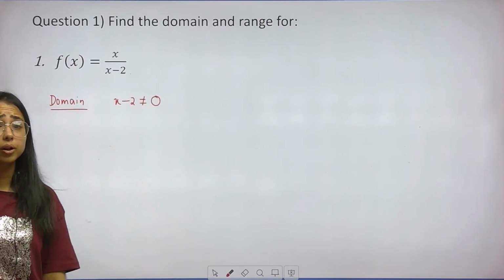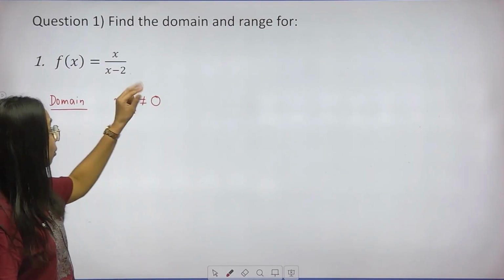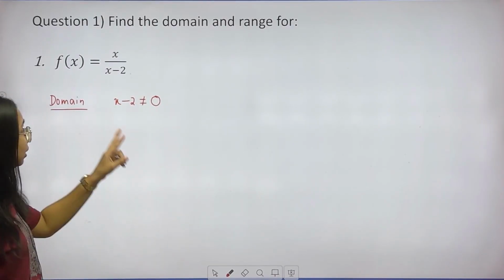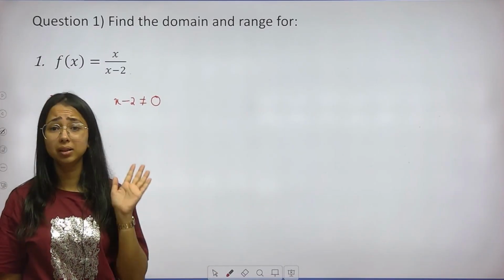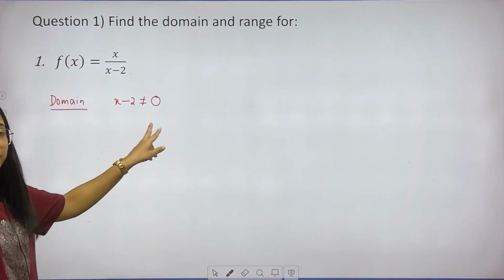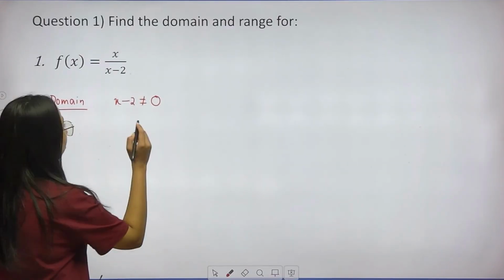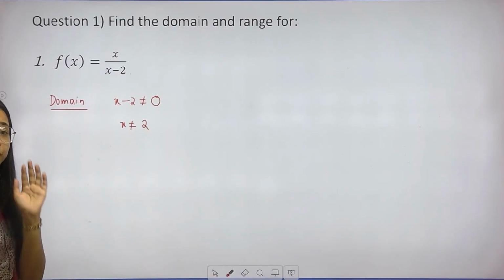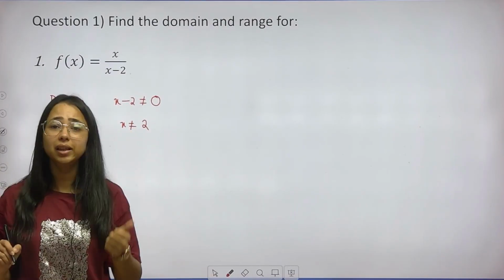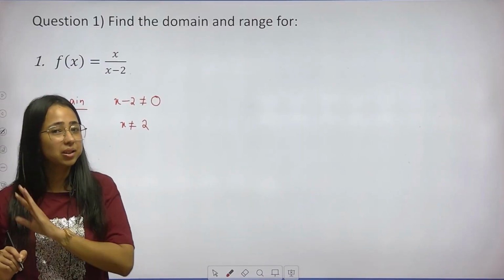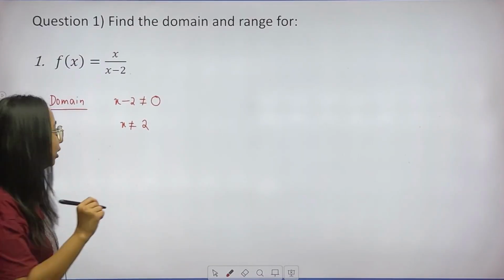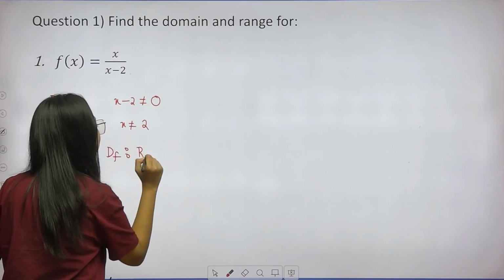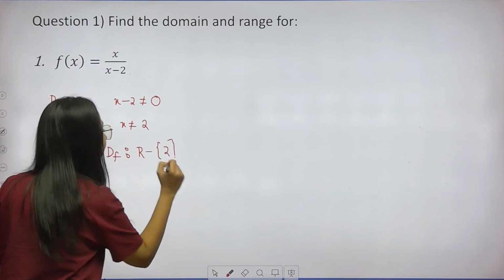Why is the denominator not equal to 0? Because in case the denominator is equal to 0, the function becomes undefined. So we'll eliminate all the x values which will make this function undefined. So x minus 2 cannot be equal to 0 at all. So clearly x is not equal to 2. For this particular function, 2 is a bad x which we eliminate from all the real numbers. So the domain becomes all real numbers other than 2.